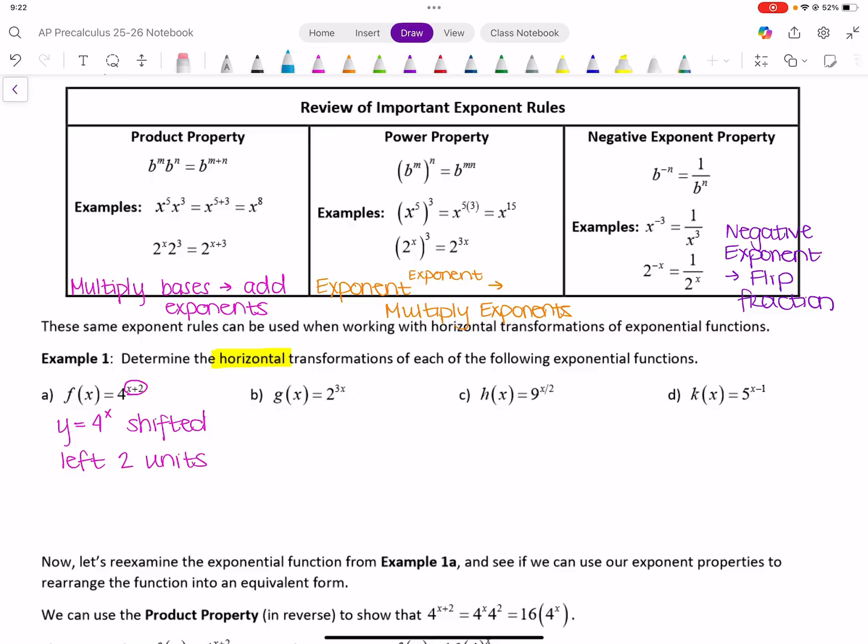Then g of x, we have 2 raised to the 3x power. So normally when we see 3 times a number, we think it is being stretched, but we know, once again, x is backwards, so this is being horizontally compressed by a factor of 1/3. And our original function would have just been y equals 2 to the x power.